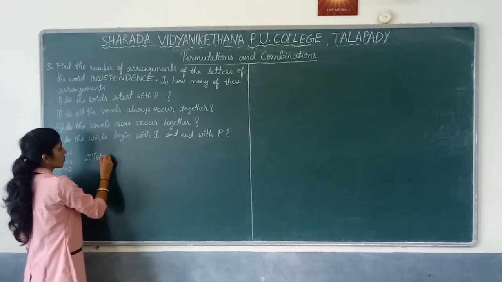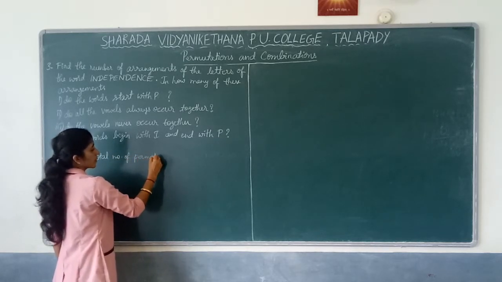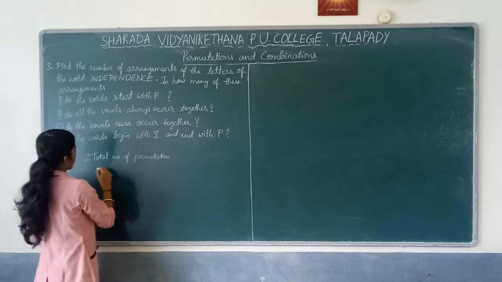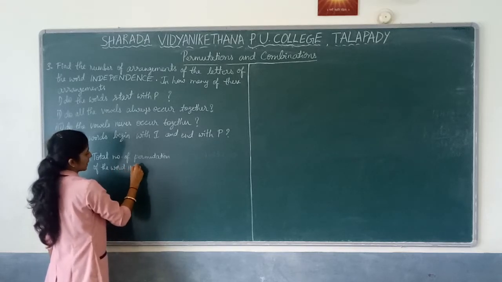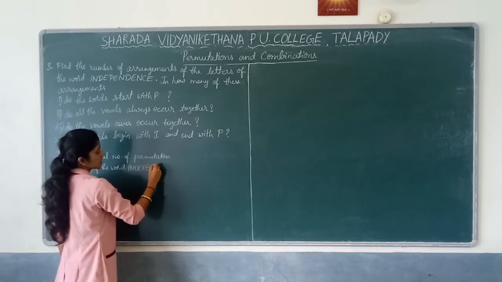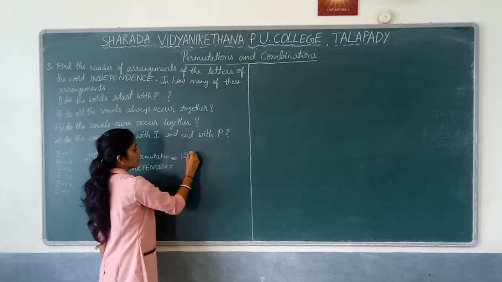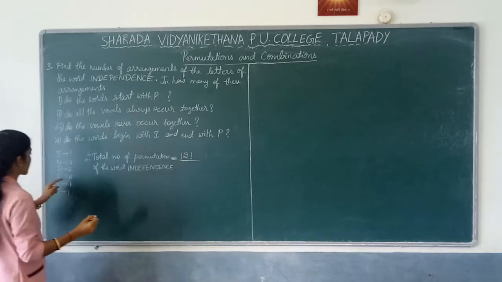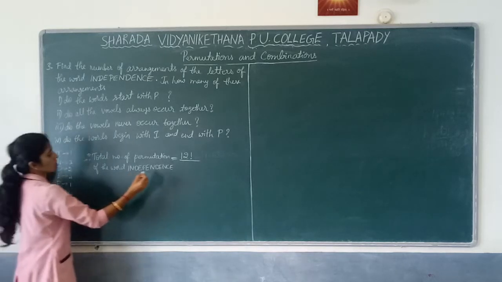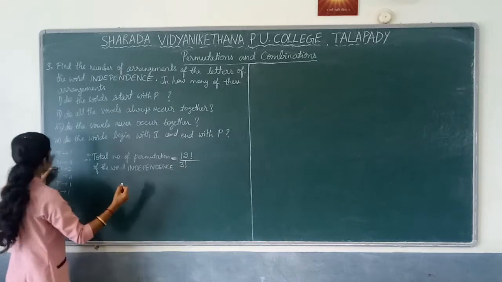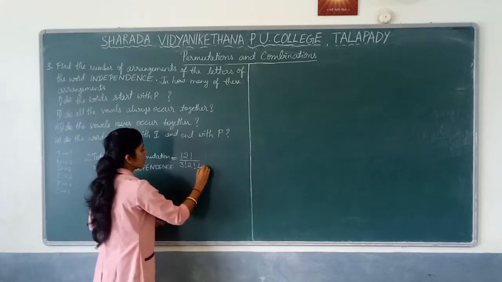So the total number of arrangements, or total number of permutations, of the letters of the word independence is equal to 12 factorial, because 12 characters are there, divided by what is repeating. N is repeating 3 times, so divide by 3 factorial. D is repeating 2 times, so divide by 2 factorial. And E is repeating 4 times, so divide by 4 factorial.